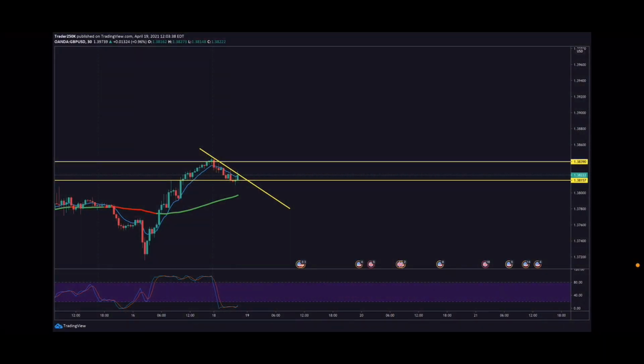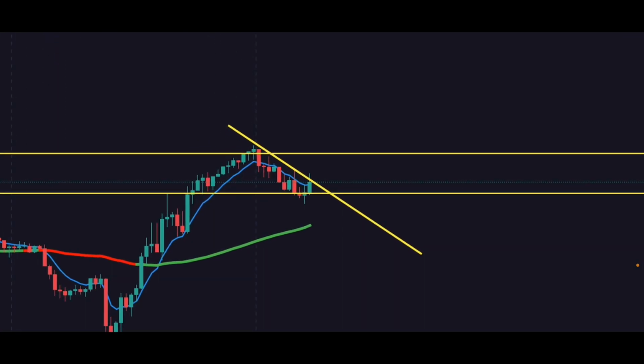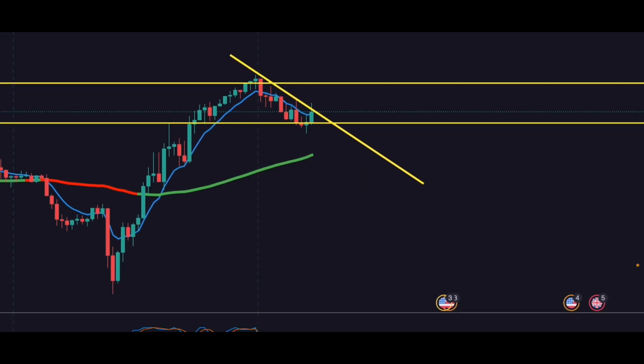So this is the setup that I sent out for GBPUSD last night, and we see that price is trapped between those two yellow lines. And I threw a trend line right on it because I thought that we could catch the break of it to the upside. Now, one thing that I like to use as a confirmation is the stochastic RSI.